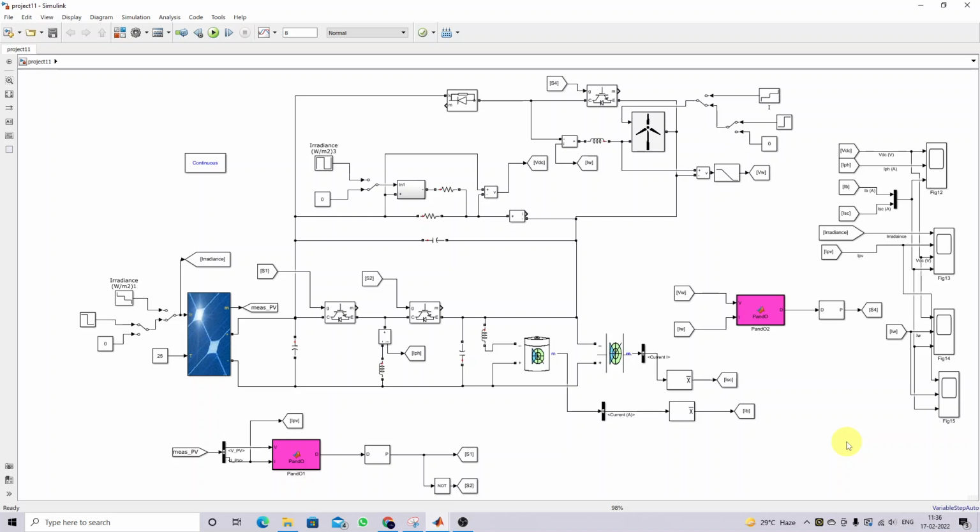Today we are going to see how to implement a multiport converter for integration of renewable energy sources in DC microgrid application.